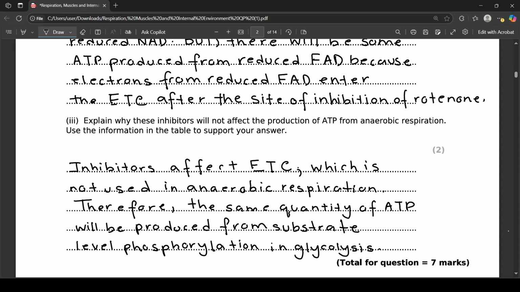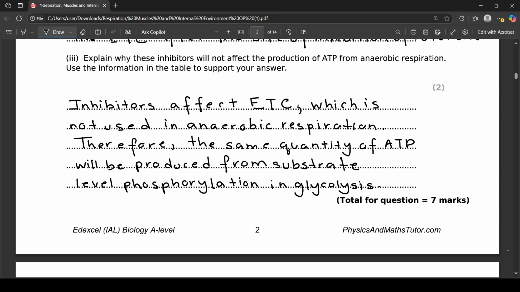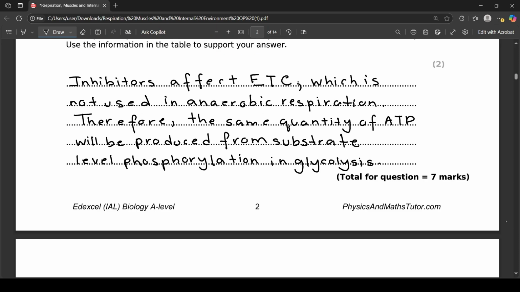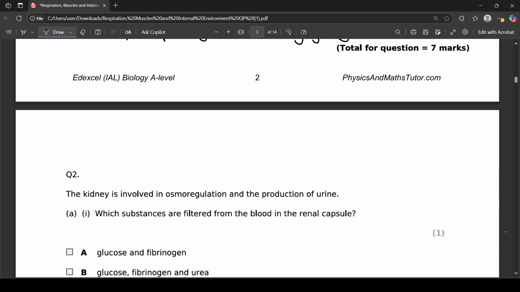Also, pardon my handwriting. It's not very great, but sorry that you have to bear with it. Okay. Let's move on to the next question.